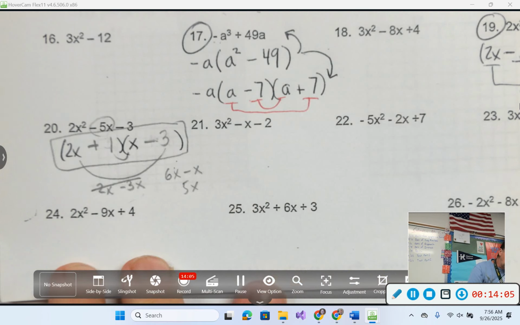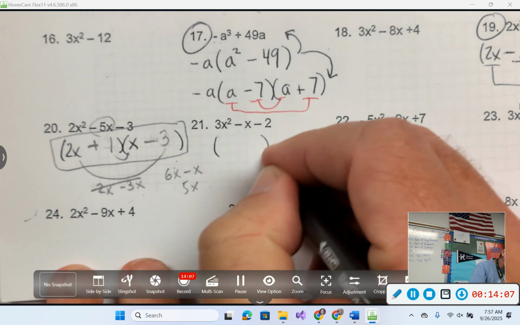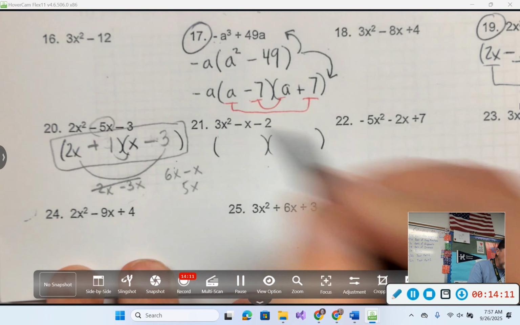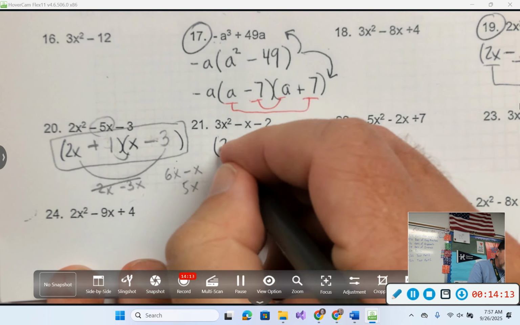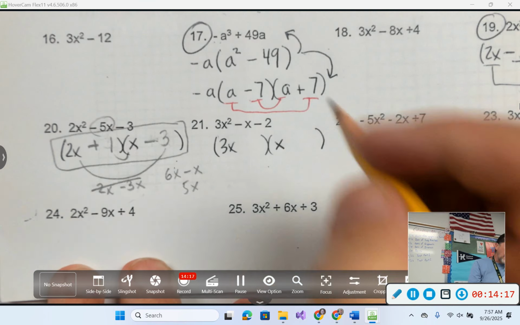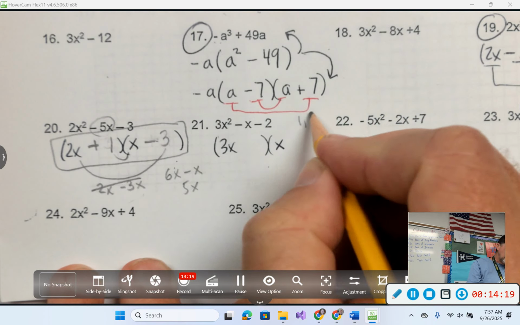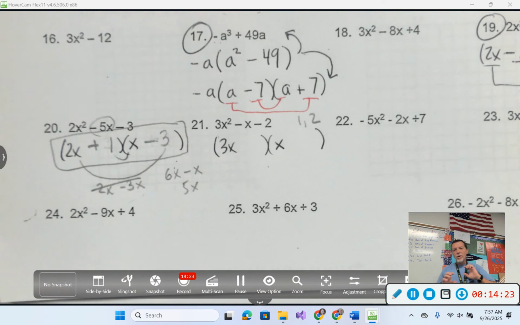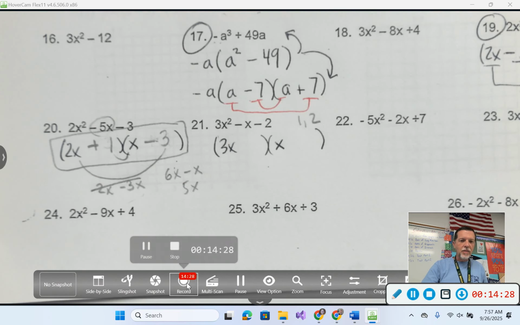Let's see. How about 21? What are we going to start with? Like, what am I going to have to multiply to get to 3x squared? 3x and x. Putting that in pen. What are my factors of 2? 1 and 2. So I know it's 1 and 2. Now I just got to play with the 1s and the 2s and the pluses and the minuses to see if I can land at the right spot.